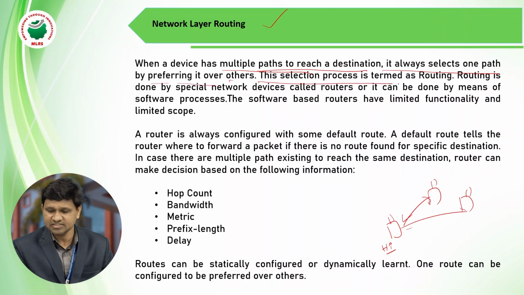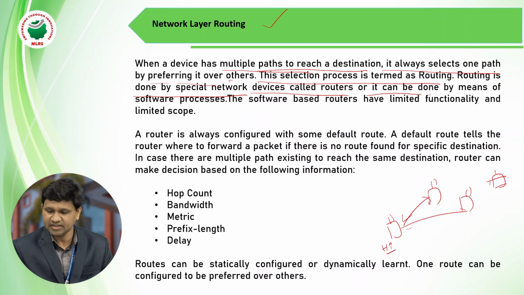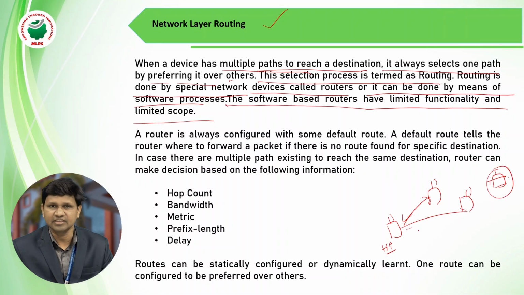This selection process is termed routing. As we know, routing is done by special network devices called routers. If we provide a router, that is one device where the routing table data will be stored for sending and receiving messages. It can be done by means of a software process. The software-based routers have limited functionality and limited scope. This is the functionality of the router, so software-enabled routers are available.